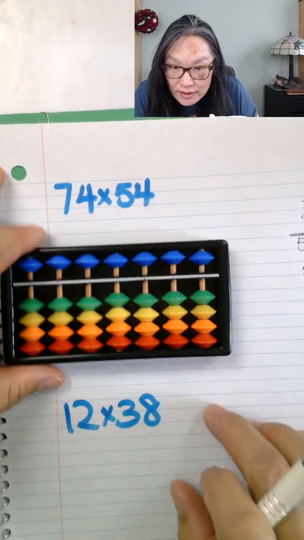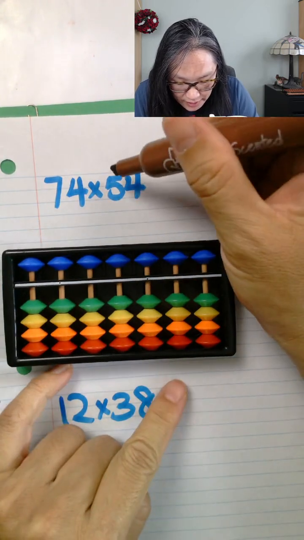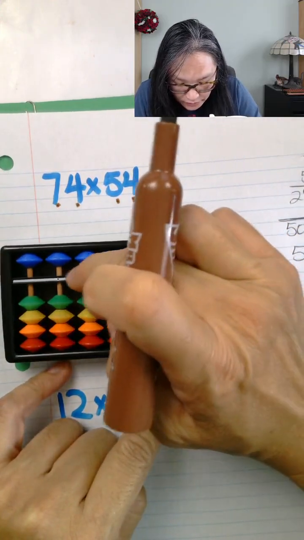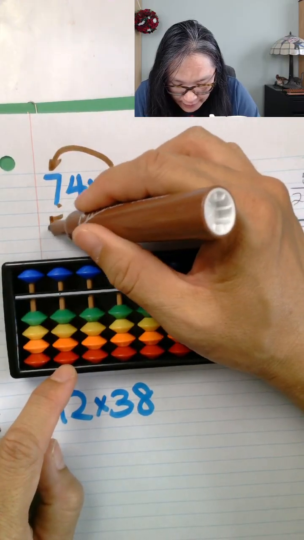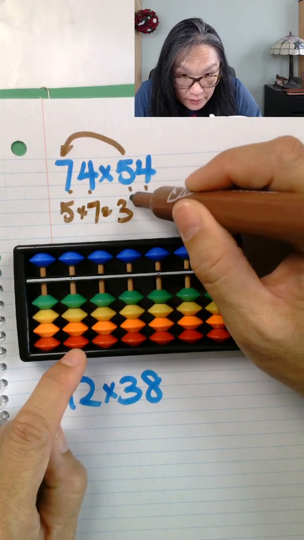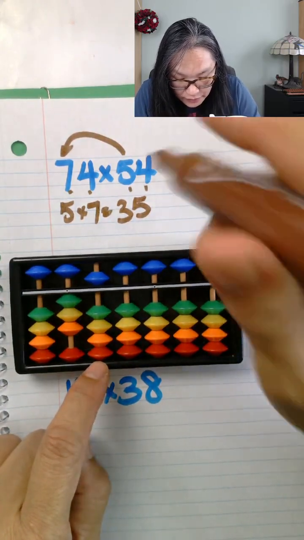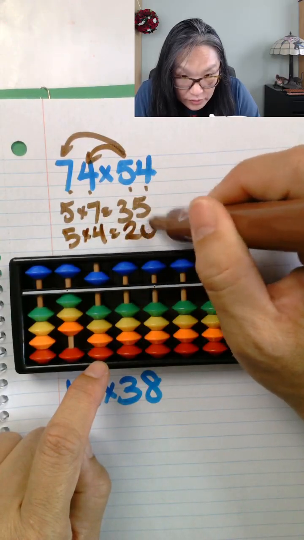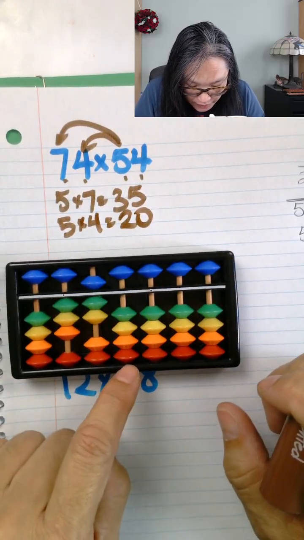We will do this first. So the first thing we're going to do is understand where we are going to start. We're going to start here. 1, 2, 3, 4. 5 times 7 is equal to 35. So I add my 3, I add my 5. And then what do I do? 5 times 4 is equal to 20. So I add 2, 0. All right, we're done.